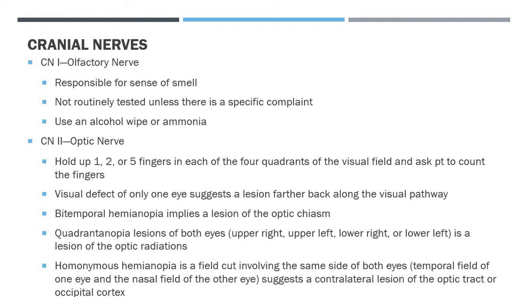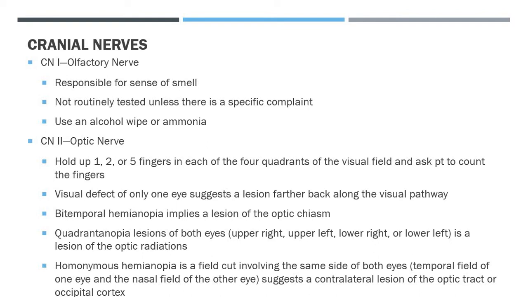Your second cranial nerve is your optic nerve. It's the one that actually lets you see. So what you basically do is have the patient cover one of their eyes with their hand. And then in several areas of the visual field, while they're looking straight ahead, you can test their peripheral vision.